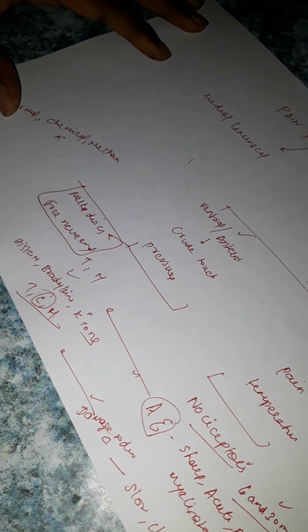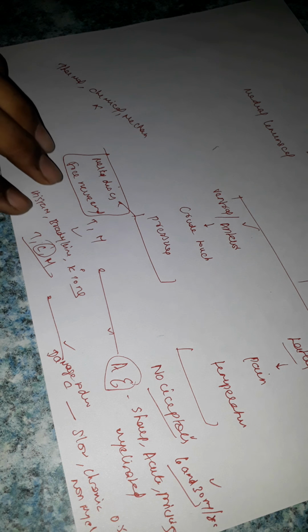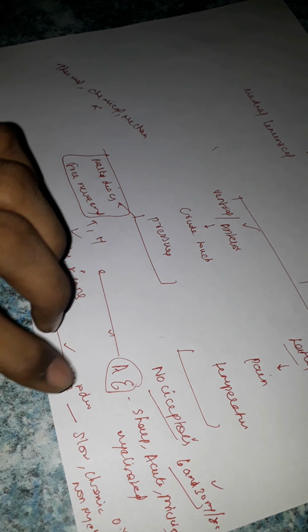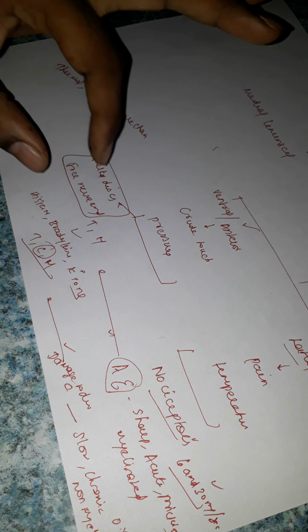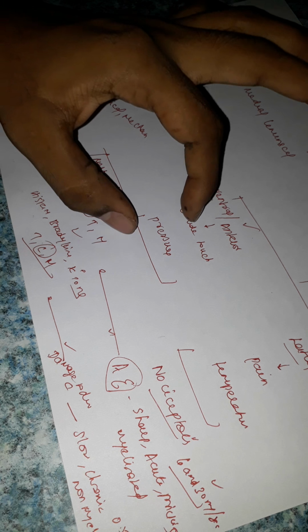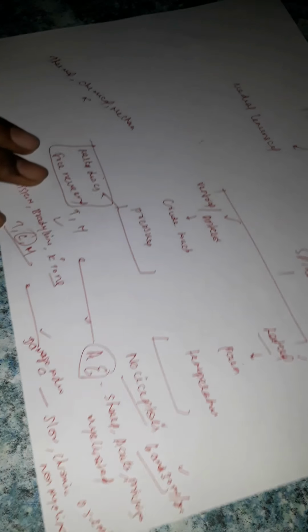So this is going to be your Merkel discs or your free nerve endings, and these free nerve endings carry both your A delta and your C fibers. Your free nerve endings and your Merkel discs carry your crude touch and your pressure, and your nociceptor carries your pain and temperature. Okay.